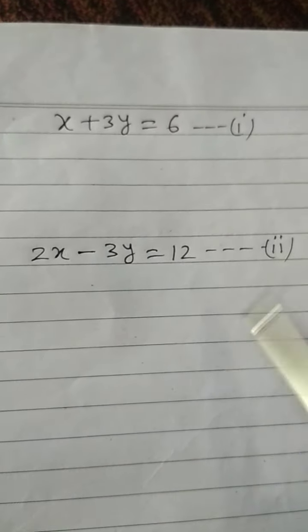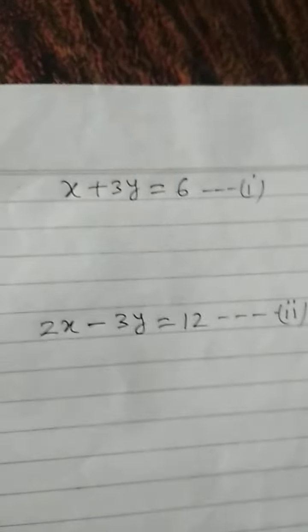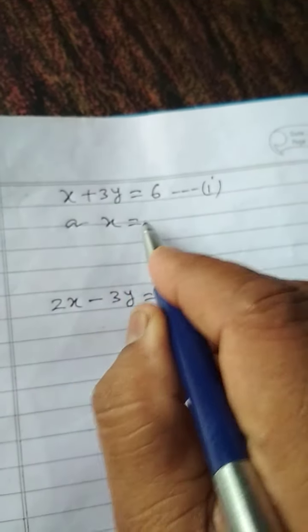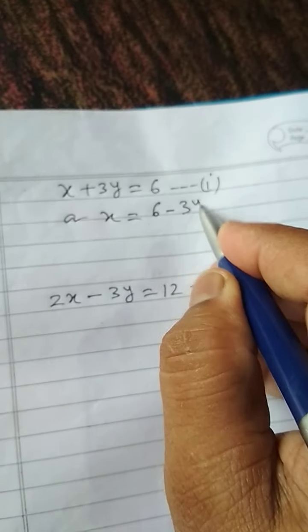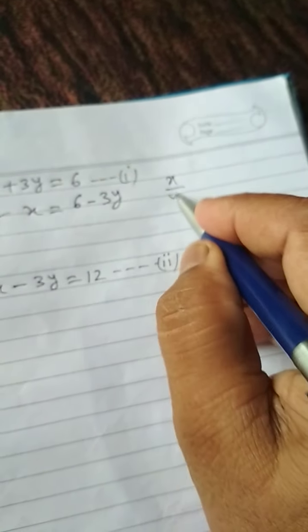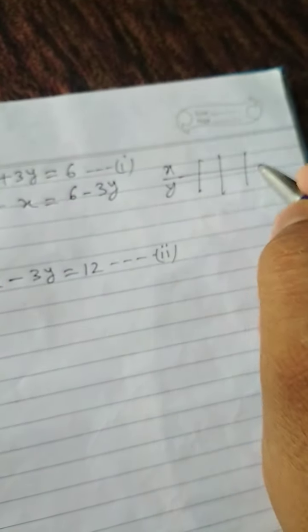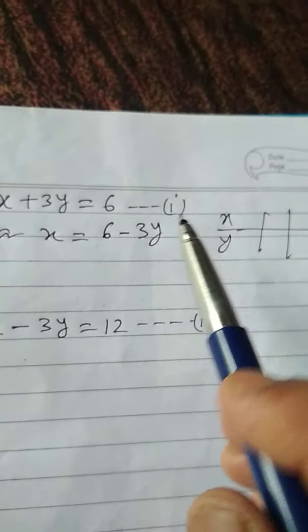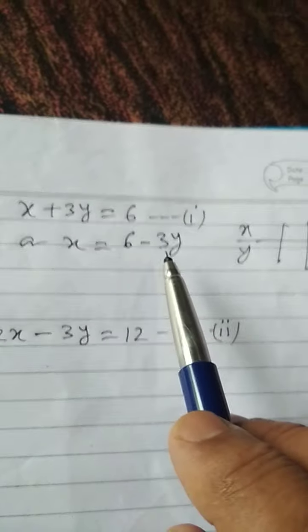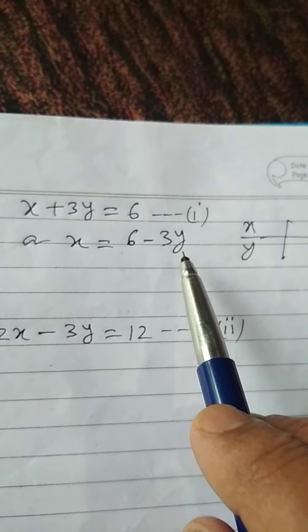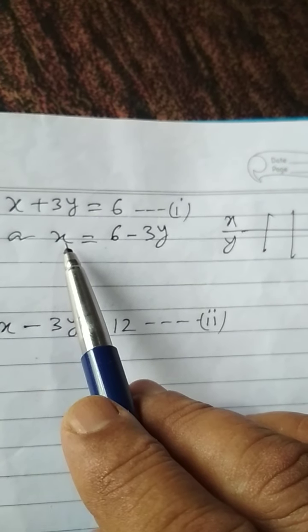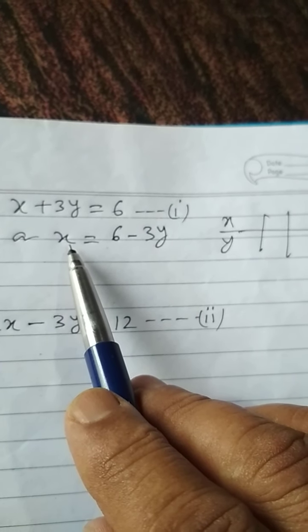12. Now, for the graphical method of solution, we first have to find the coordinates, so x equal to 6 minus 3y. You must take three coordinates for each equation. We have to select the value of y in such a way that we get a non-fractional value of x.